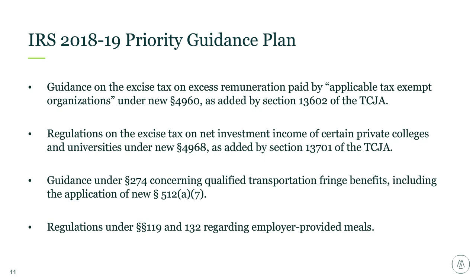Guidance on qualified transportation fringe benefits, and all the parking and everything. They've given us some guidance on that. Employer-provided meals, and also guidance, it's not on the list, but guidance relating to the siloing of unrelated business income. We'll go through that.